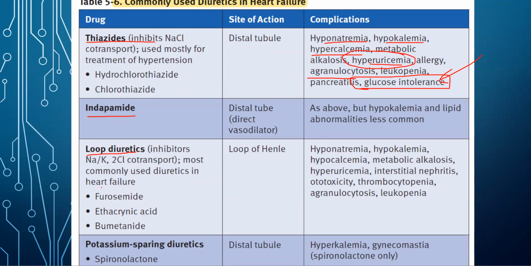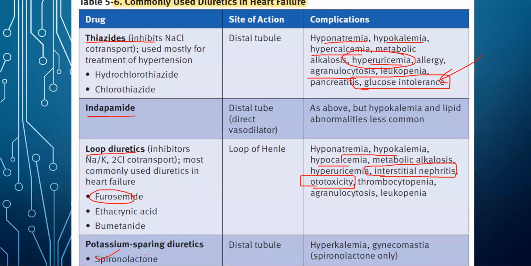Loop diuretics like furosemide. Furosemide is usually used in heart failure patients. It can cause low sodium, low potassium, low calcium. It can cause ototoxicity, that means hearing issues, and it can cause interstitial nephritis. So these two are very important complications. If a patient has a hearing problem, we would not go for furosemide in that patient.